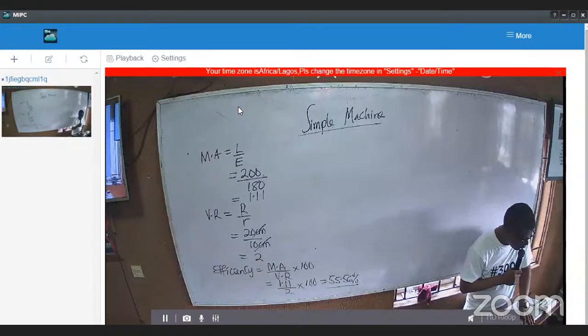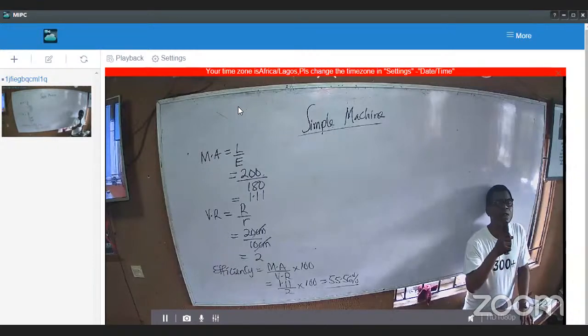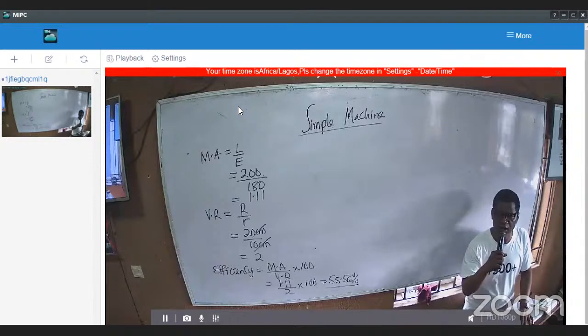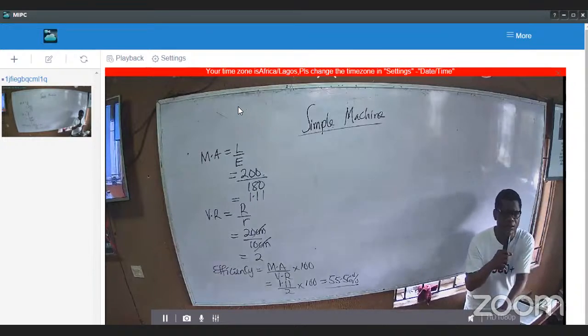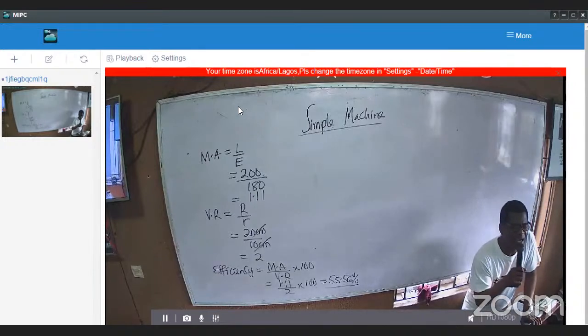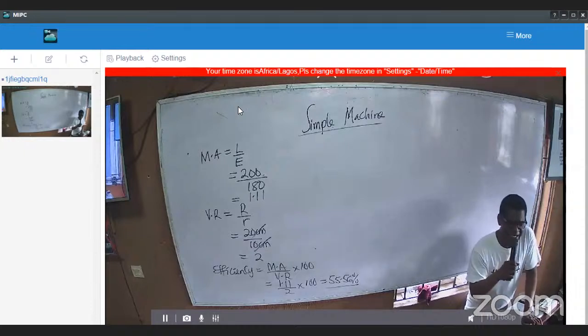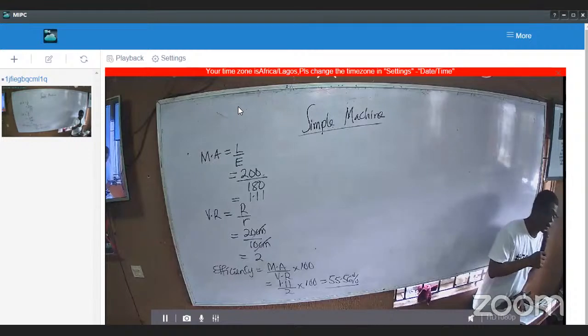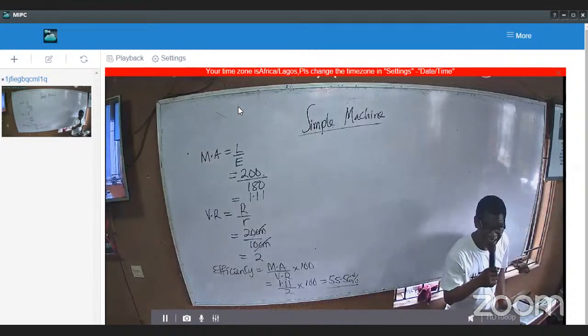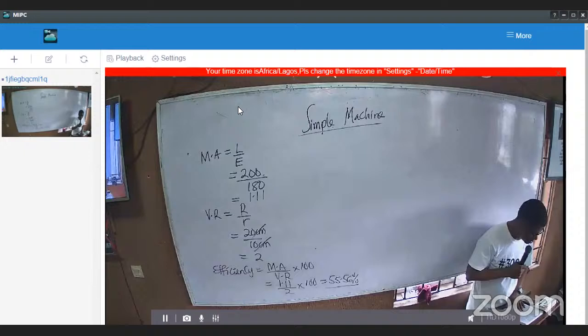Single pulley. What type of lever is wheelbarrow? First class, second class, or third class? In second class lever, what happened there? Load is between the fulcrum and the effort. What type of lever is sugar tong? Third class. What of claw hammer? First class lever, because the fulcrum is between the load and the effort. Please don't forget that. We move.